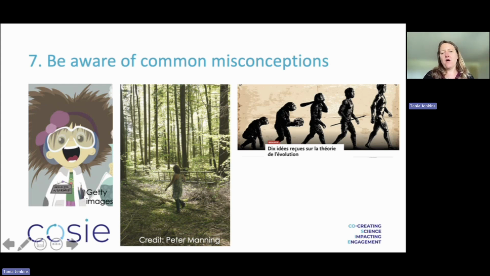So be aware of common misconceptions and also try and address them. That's why it's important to actually listen to people and see what misconceptions they have and try and address them head on.